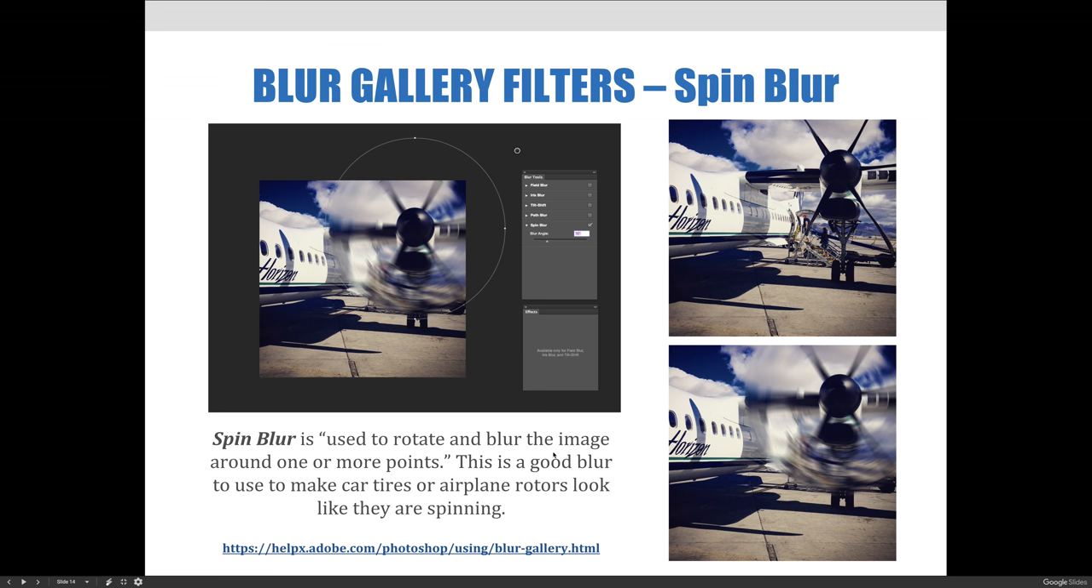And so I have this picture, but I took a picture of the rotor stationary, and so it wasn't spinning. And I would like to make it look like maybe the rotors were spinning as I was taking the picture. And I guess it's safer that I didn't take it when it was spinning, but we could pretend like I did by using the spin blur.